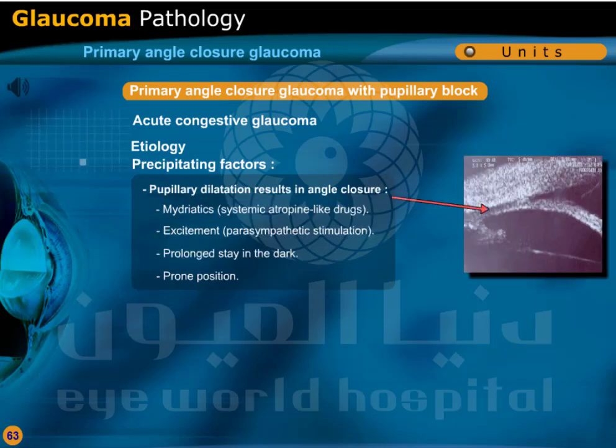Precipitating factors of acute congestive glaucoma. Pupillary dilatation results in angle closure. Mydriatics, as well as systemic atropine-like drugs. Excitement, parasympathetic stimulation, prolonged stay in the dark, and prone position.